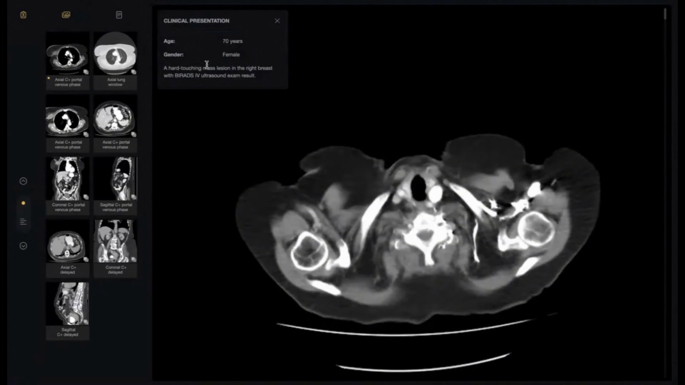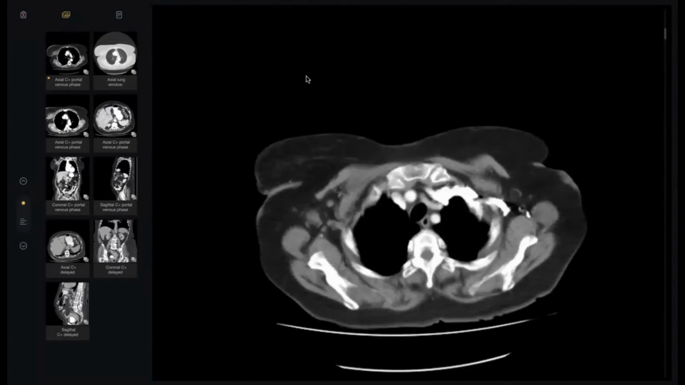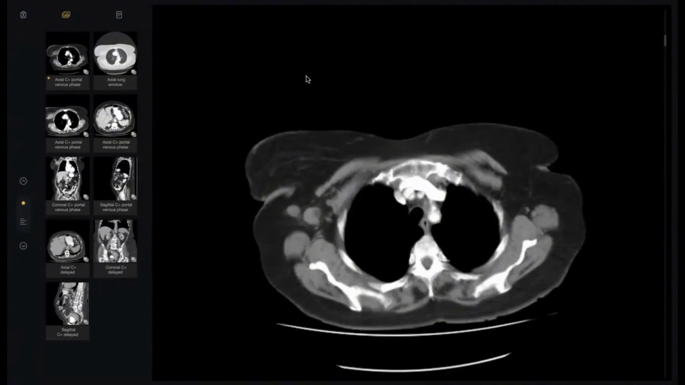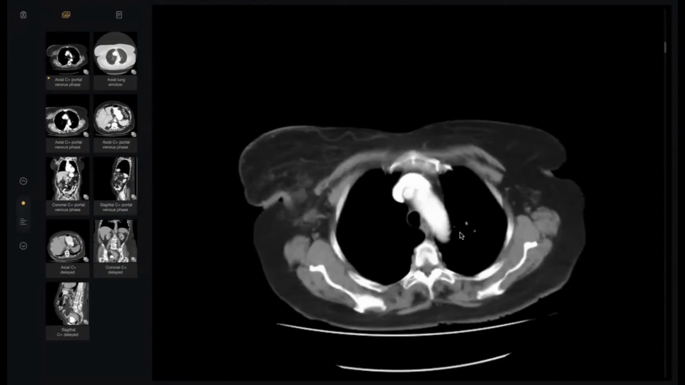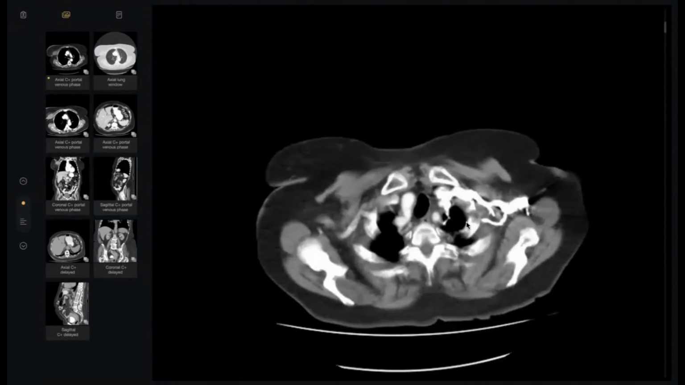A 70-year-old female patient presented with cough. Go on. The age again, please. Can you request control, please? The age again, please. One second. 70-year-old female patient. Go on. Okay. So I'm presented with an axial CT scan of the chest with IV contrast on mediastinal window for a 70-year-old female presenting with cough.